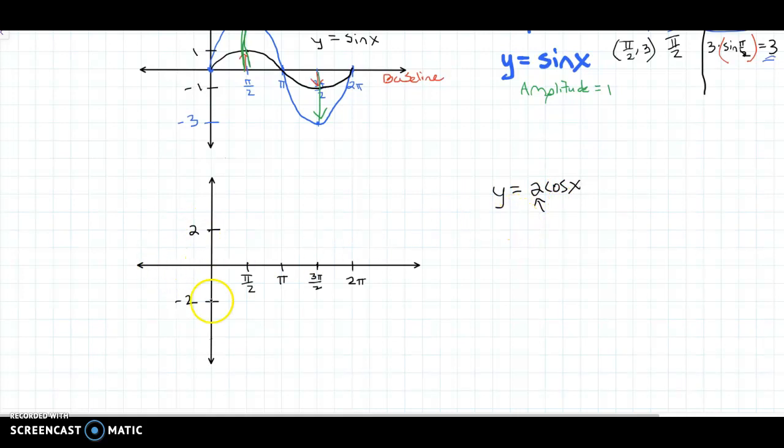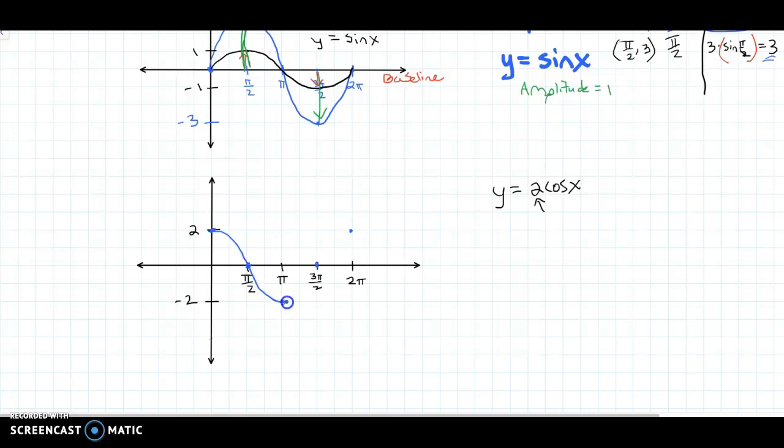So I definitely need to mark my y-axis so that it goes up 2 from baseline and down 2 from baseline. Do you remember how cosine goes? Cosine starts high, it goes baseline, it goes low, then it goes back to baseline, and then it goes high. I'm graphing one cycle of cosine, and that's all I need to do.